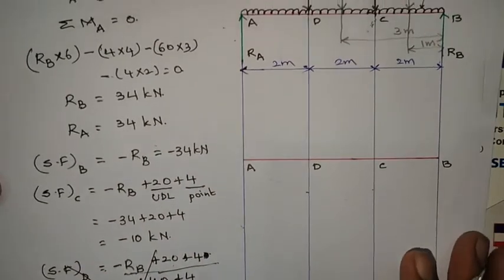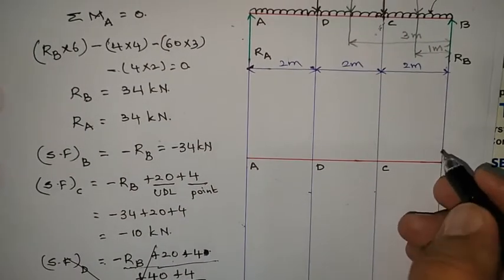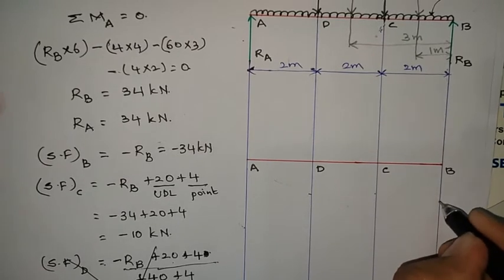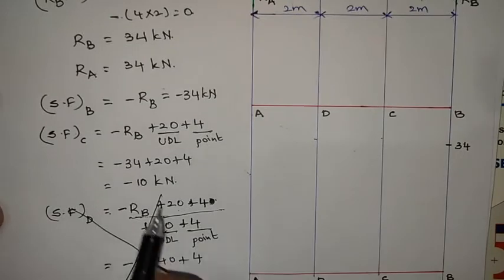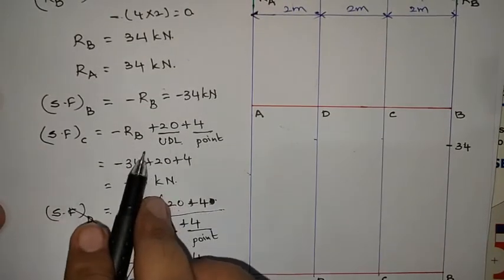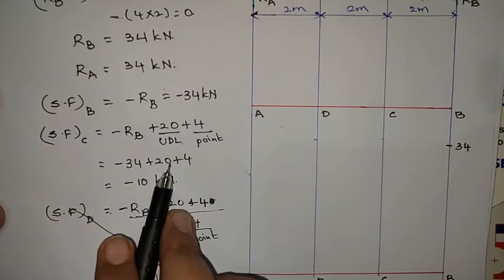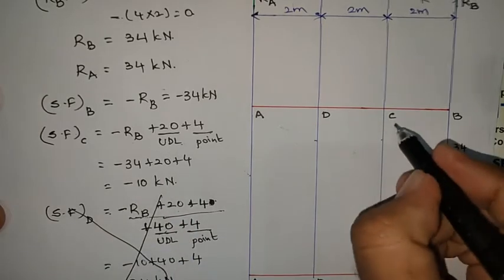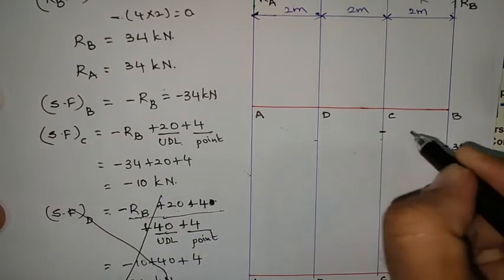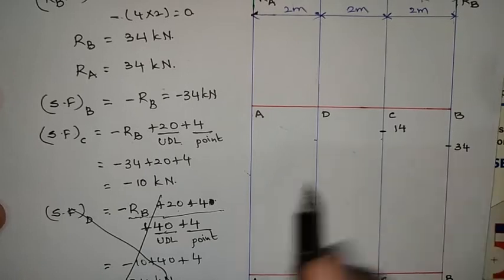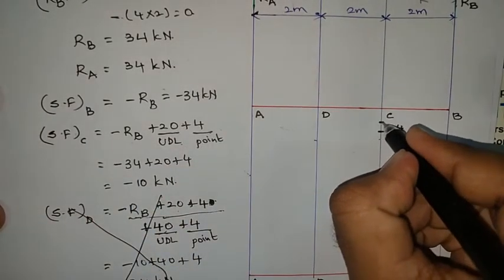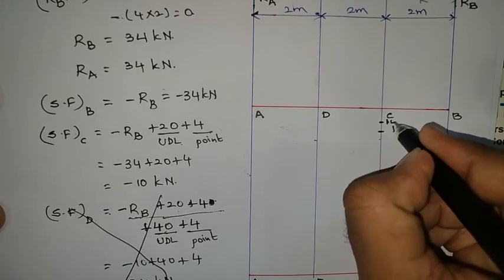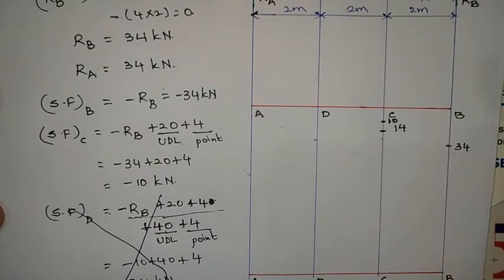So shear force at B is equal to minus 34, shear force at A is 34. If you consider only UDL, then minus 34 plus 20, that is minus 14. And next, if you consider point load also, then you will get minus 10. So all of a sudden at point C, the point load is acting. That's why we need to represent like that.